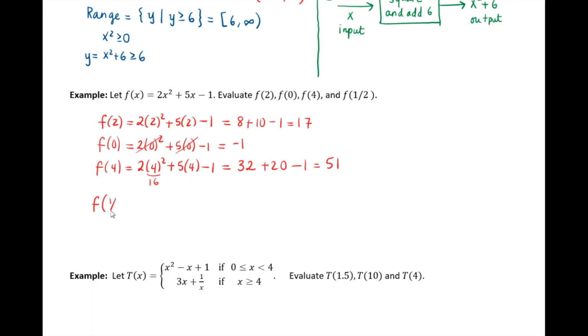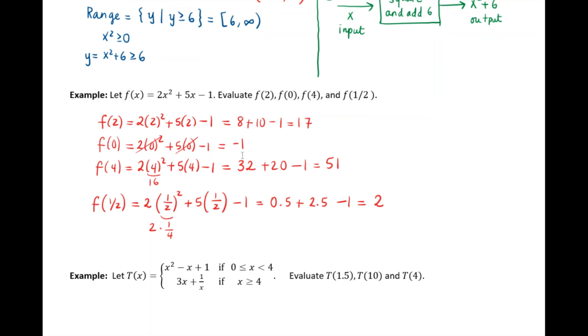So f of 1 over 2. It's going to be 2 times 1 over 2 squared plus 5 times 1 over 2 minus 1. Now this is 1 over 4, and 2 times 1 over 4 is 1 over 2, so that's going to be 0.5. Plus this one will be 2.5, is it 5 over 2? Minus 1, so it's going to be 2. This is how we do it. You simply plug in the numbers into the formula given, that's all, and then compute it.